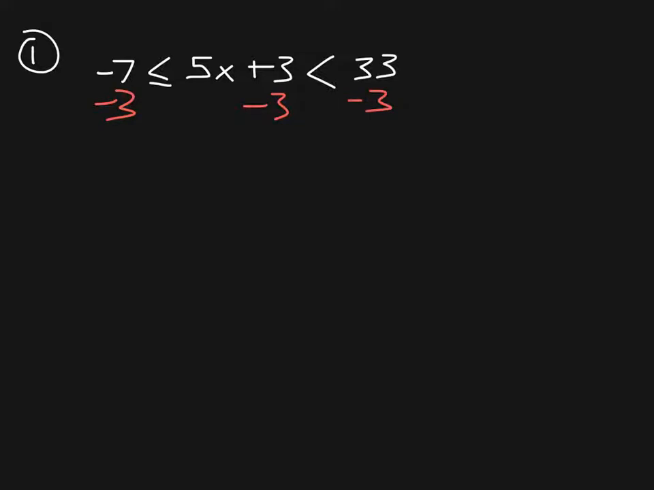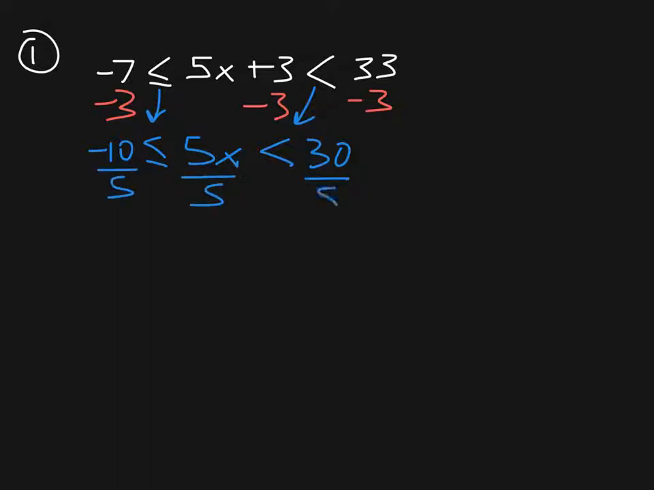So I get negative 10 is less than or equal to 5x, which is less than 30. Notice I keep those signs. I bring that sign down and I bring that sign down. It stays in the same format. I'll divide by 5 everywhere now. And I get negative 2 is less than or equal to x, which is less than 6.